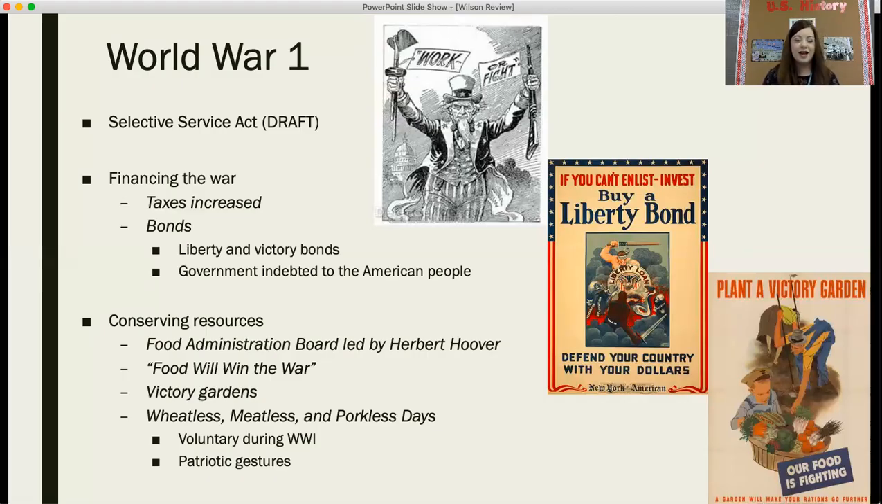They're going to encourage Americans to grow victory gardens. Hey, in your backyard, grow your own food. That way you don't have to buy it from the store, and we can send all of that to our soldiers who are fighting. They're also going to ask people to voluntarily participate in wheatless days, meatless Tuesdays, porkless Saturdays. Again, this is not mandatory in World War One, but you did feel like you were doing your duty to help your brother or your dad or your neighbor who was over there in Europe fighting in World War One.